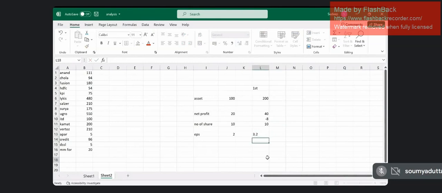Sir, how did the deduction come? The deduction came from paying the interest, right? You are paying 8 rupees for this 100 rupees loan. Interest at 8%. So your EPS here is 3.2.